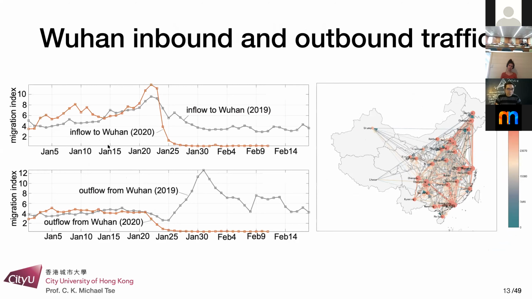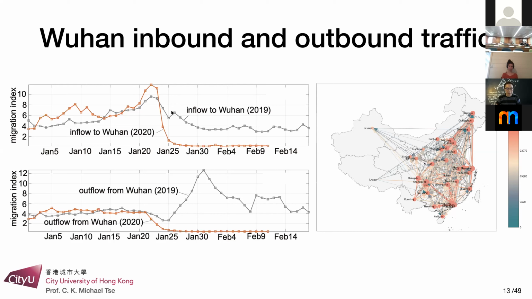This is actually an interesting piece of information. If you compare this year, that's 2020, with last year, that's 2019, there's a significant difference here. This particular chart up here is the inflow to Wuhan. Because of the lockdown, you can see a significant drop around the 24th of January. That's the date when Wuhan was locked down.